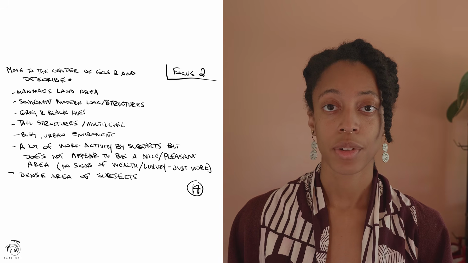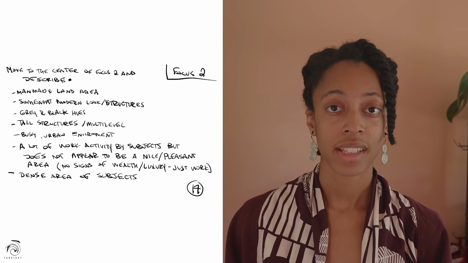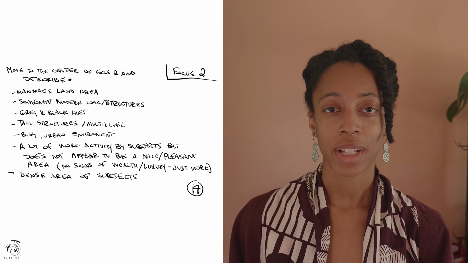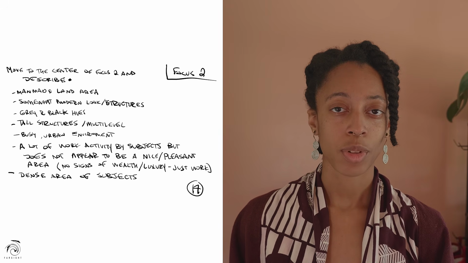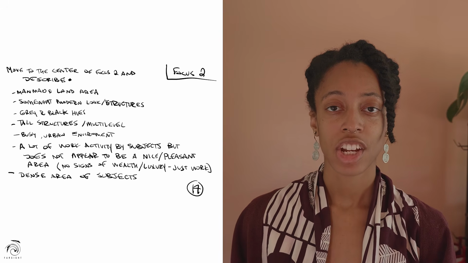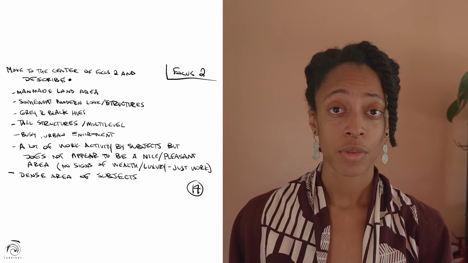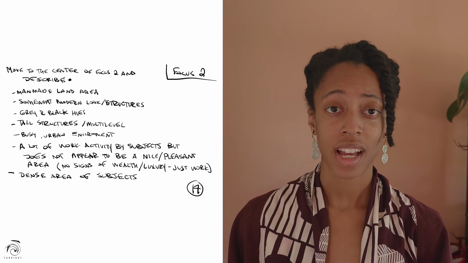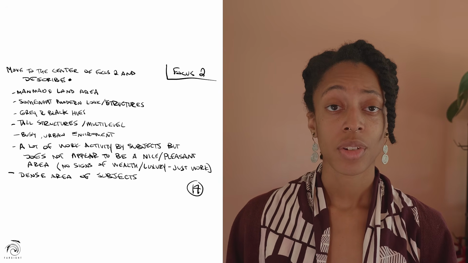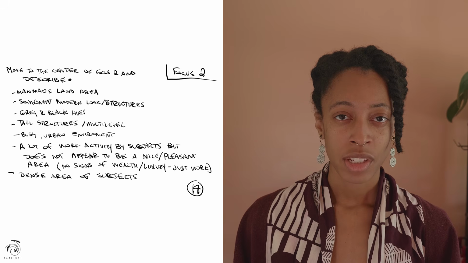Next, I'm moving to focus 2, and I have a man-made land area with a somewhat modern look and structures. There's gray and black hues, tall structures with multiple levels, and what feels like a busy urban environment with a dense area of subjects. There's a lot of work activity by subjects, but it does not appear to be a nice or pleasant area. Like there are no signs of wealth, enjoyment, or luxury.